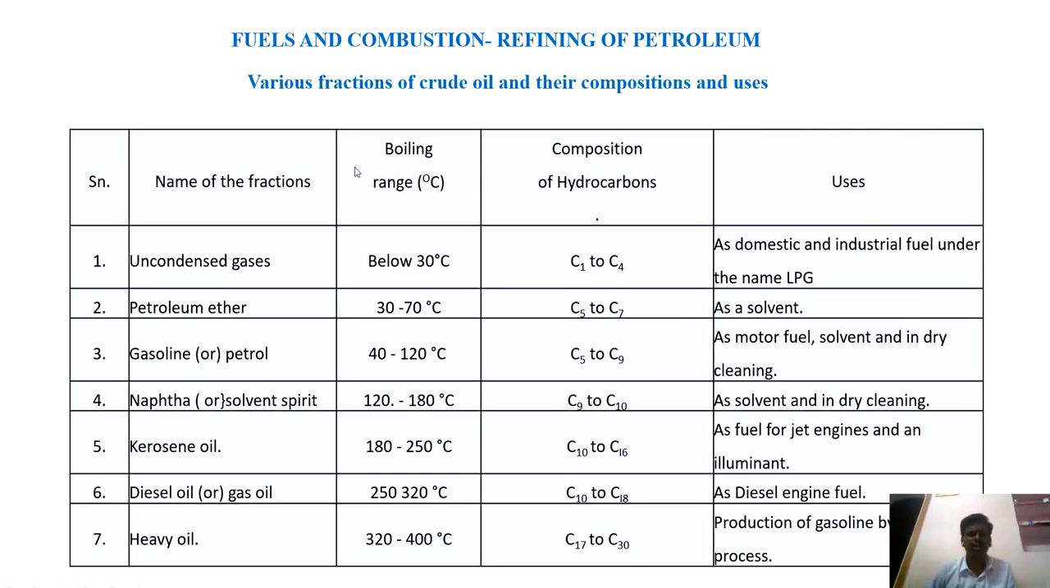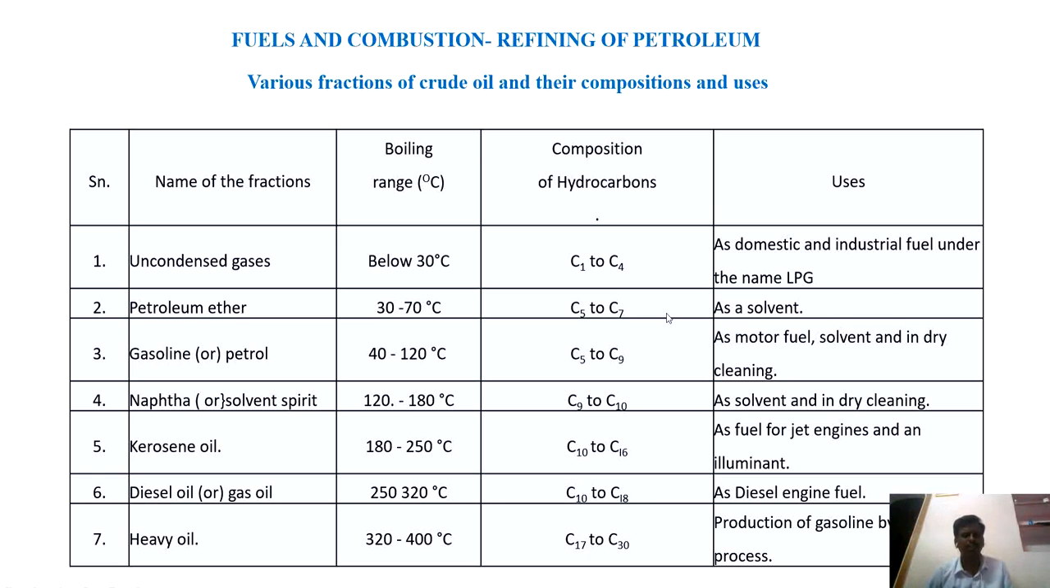Here the various fractions of crude oil, their composition, and uses are given. Uncondensed gases come up below 30 degrees centigrade, and the hydrocarbons are C1 to C4. That means it contains up to 4 carbons, and it is used for industrial purposes or LPG.